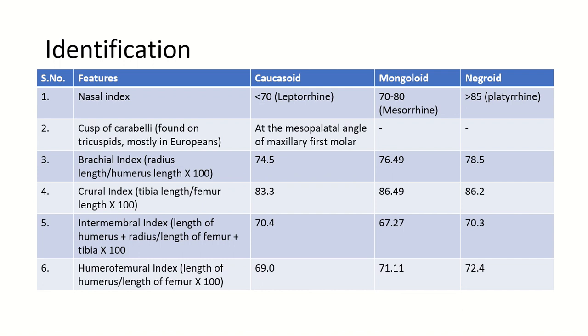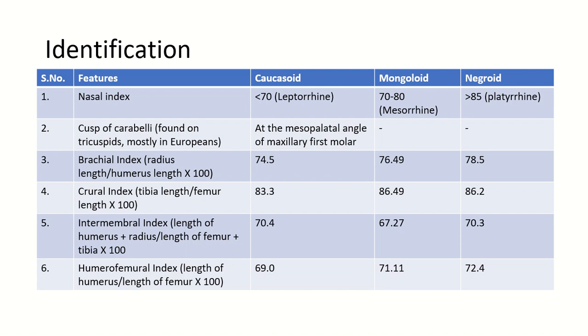Brachial index is radius length by humerus length into 100. Brachial index is 74.5 in Caucasoid, 76.49 in Mongoloid and 78.5 in Negroid. Crural index is tibia length by femur length into 100. So it is 83.3 in Caucasoid, 86.49 in Mongoloid and 86.2 in Negroids.